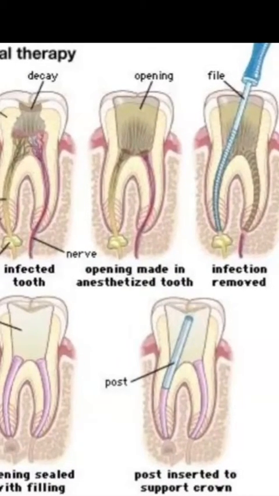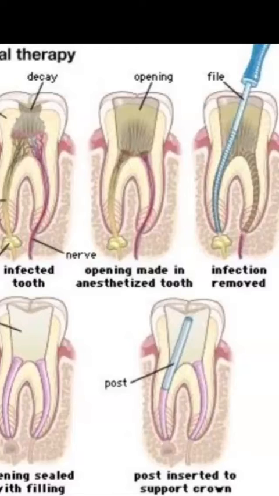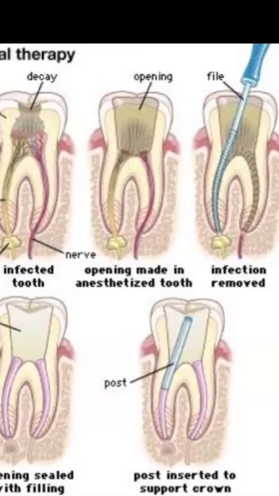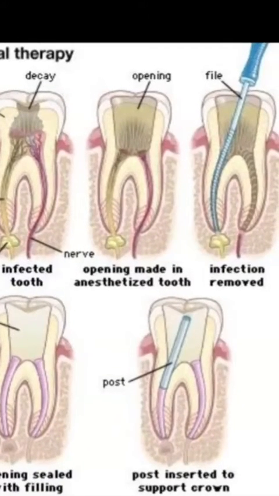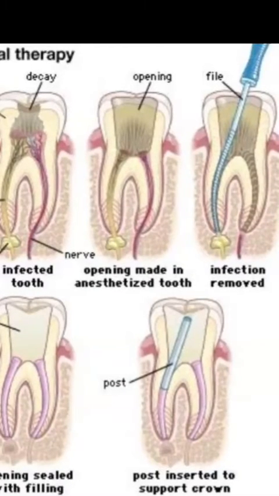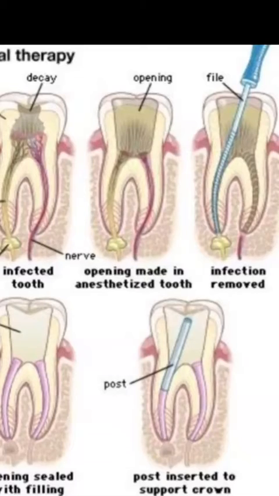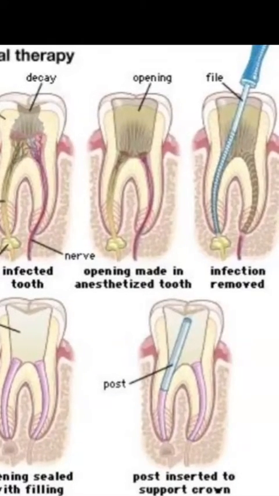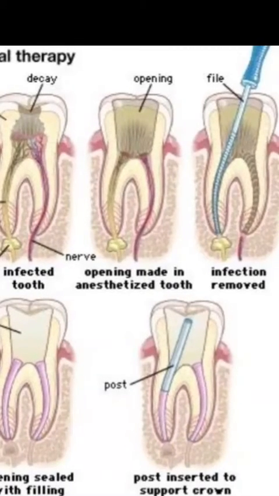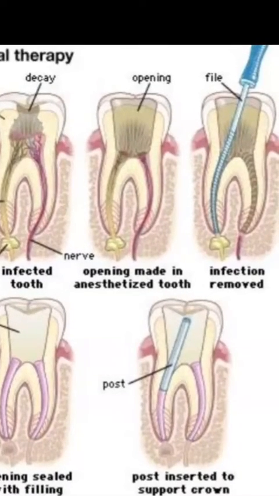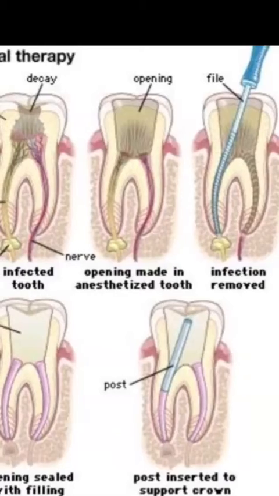We will remove the infection from the root canal. For the cleaning of the tooth we can use endodontic irrigants. First we will file the root canal, we will remove all the infection, and after that we will wash it with the help of irrigants. Irrigants are just like water, they are liquid, so we can use irrigants to clean it totally.